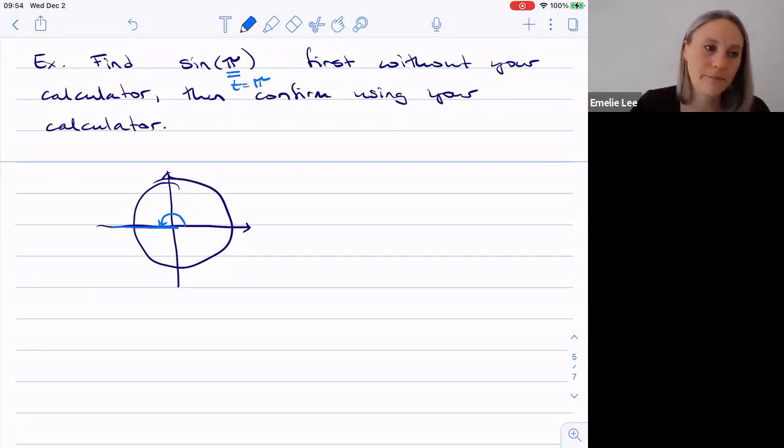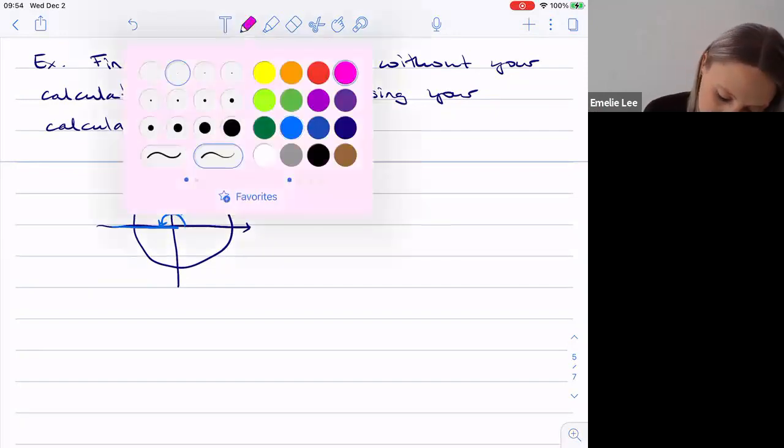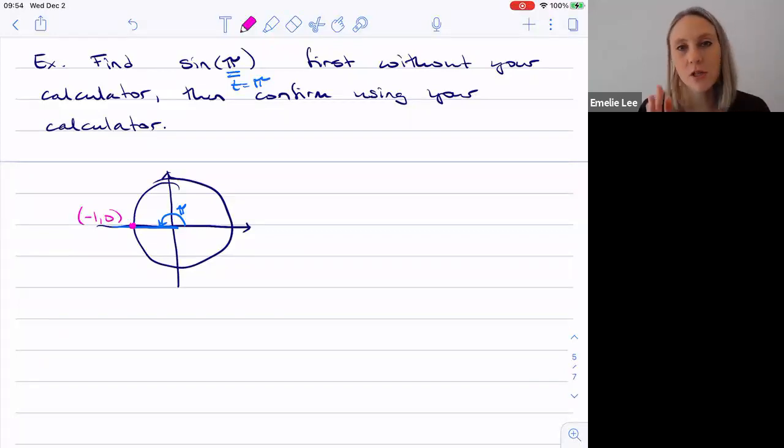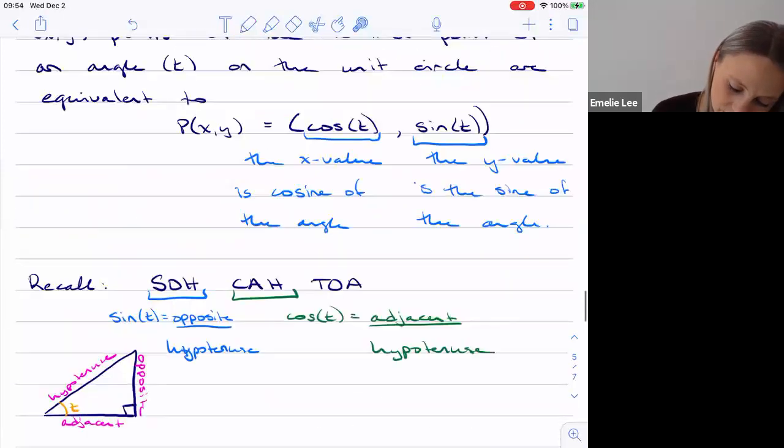So kind of halfway, okay? But I also know that here, you don't have to write the P(x, y). In fact, just to simplify things, how about we just write (-1, 0), right? That's my terminal point, so x is -1, and my y is 0. So what we just established here is that the cosine of pi must be -1, and the sine of pi must be 0. Okay.